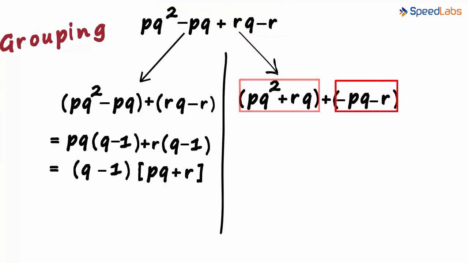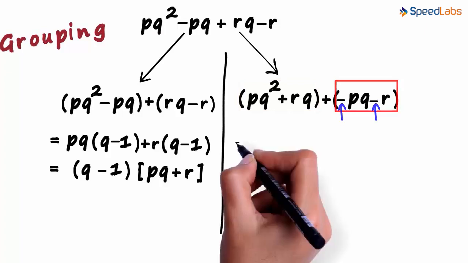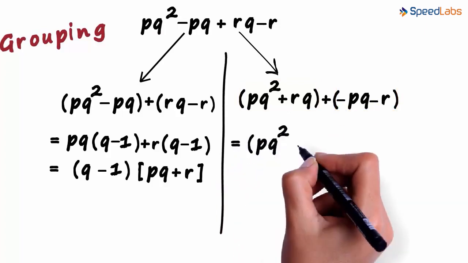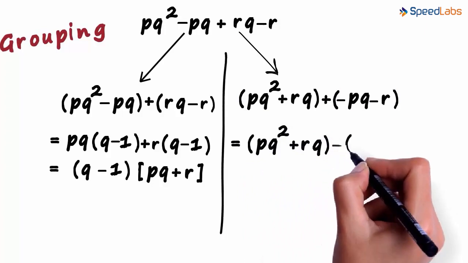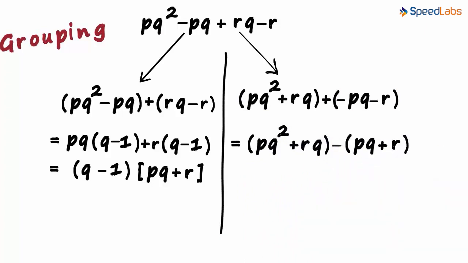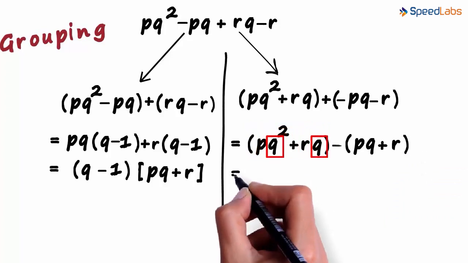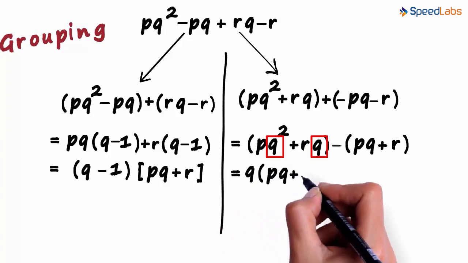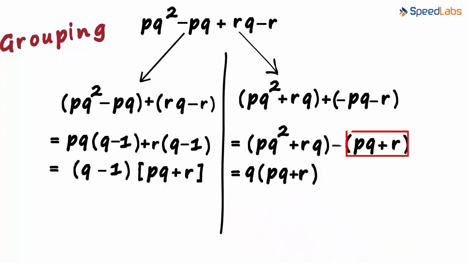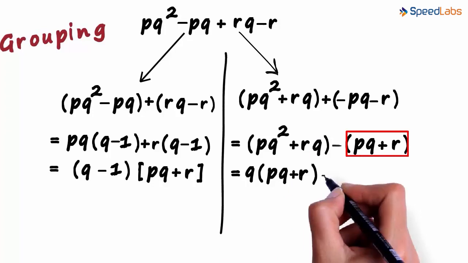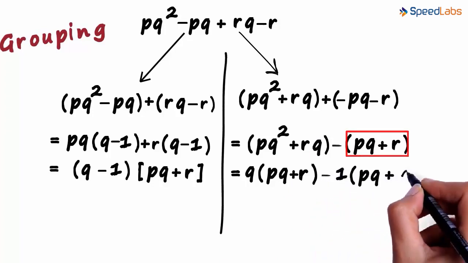In the second group, both terms have a negative sign, and hence the expression can be written as pq squared plus rq minus pq plus r. In the first group, the variable q is common to both the terms and can be written as q multiplied by pq plus r. In the second group, there is nothing that is common. So we write it as 1 multiplied by pq plus r.